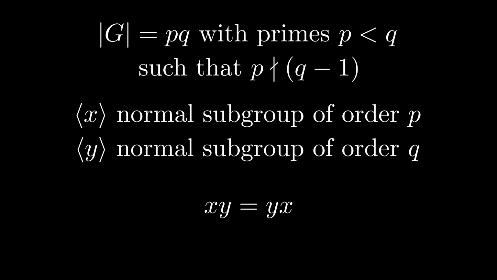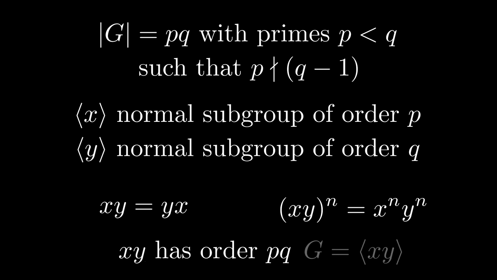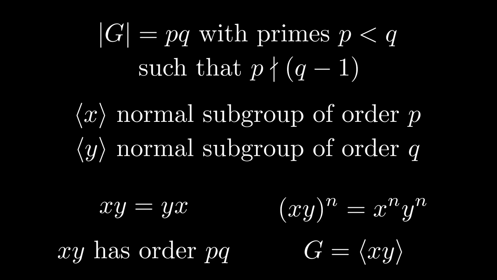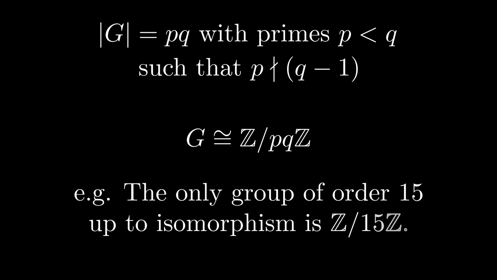We can apply this to see that the powers of the product of x and y is equal to the product of the respective powers. Using this, we can see that the order of the element xy is equal to p times q. So the group G is generated by the product of x and y. This means that we have a cyclic group, which we already know is isomorphic to some quotient of the integers. For example, this implies that the only group of order 15 up to isomorphism is the integers modulo 15. We were able to do all of this since we assumed that both Sylow subgroups were normal.